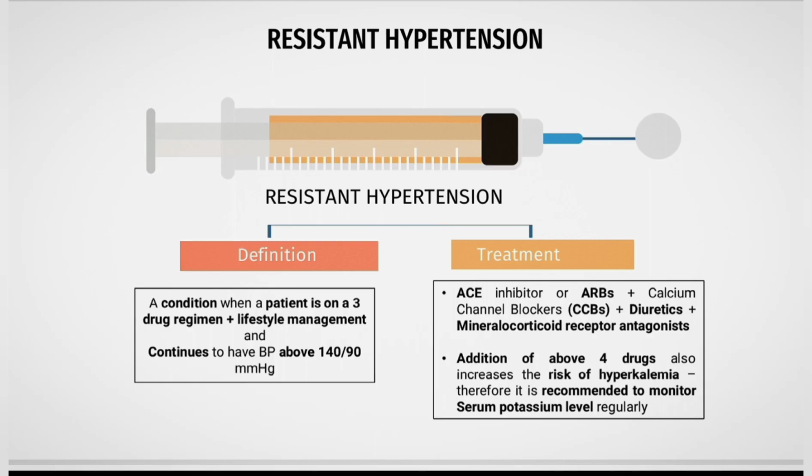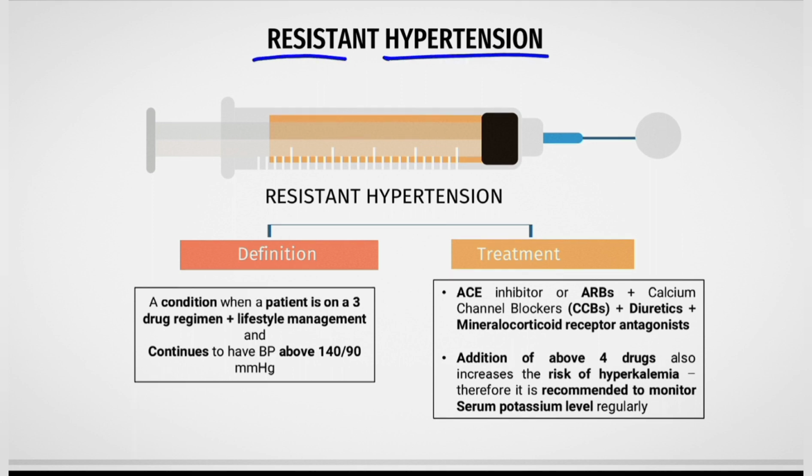Now let's discuss the phenomenon which is known as resistant hypertension. Resistant hypertension is a condition when a patient is on a 3 drug regimen of antihypertensive drugs for treatment of hypertension along with the lifestyle management, but still the BP of such person continues to be above 140 by 90 mmHg, then this will be labeled as resistant hypertension.